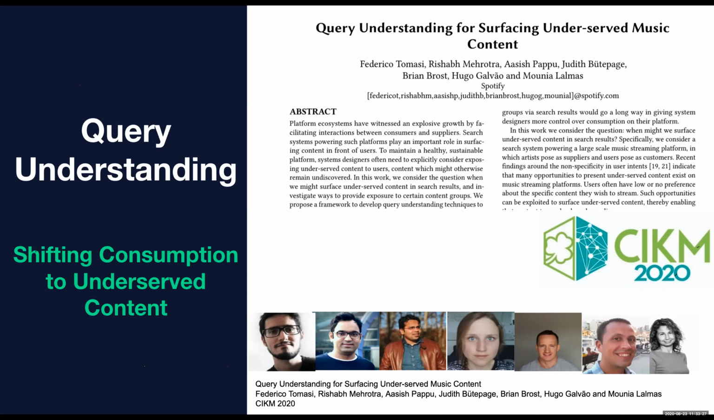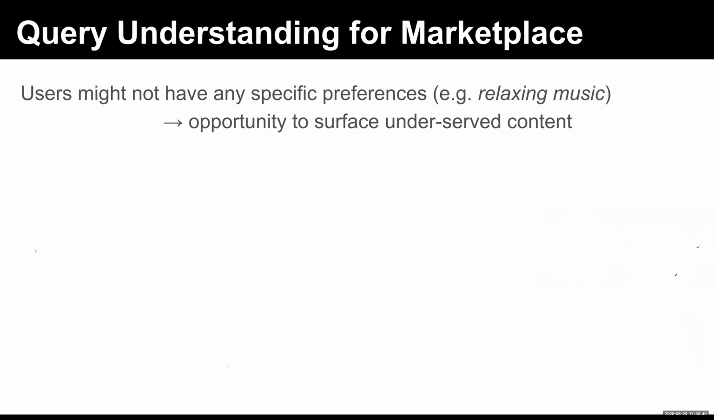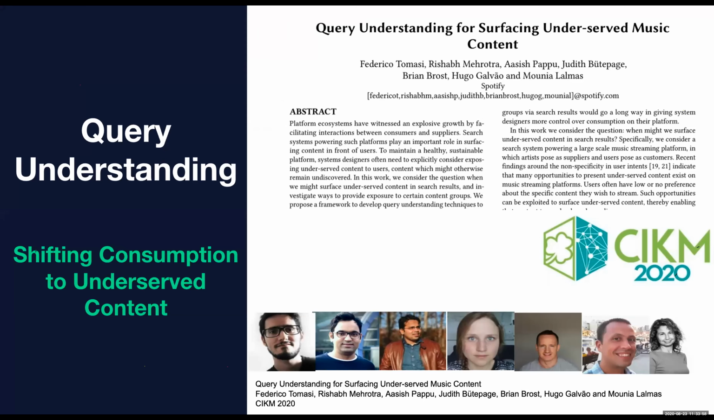That in search, are there certain queries which are more non-specific, which we can use to maybe show some content from other optimization objectives? So essentially, the idea over here is that users might not have any specific preference. Example, relaxing music, right? If somebody comes and queries relaxing music on the platform, then they've not asked for one specific song from Adele, right? So now we have the opportunity to surface some underserved content. So in this work, we focus explicitly on underserved content. So we looked at some content which we think should have been exposed more, but somehow didn't. So then we try to find out opportunities where we could expose them without hurting user satisfaction.